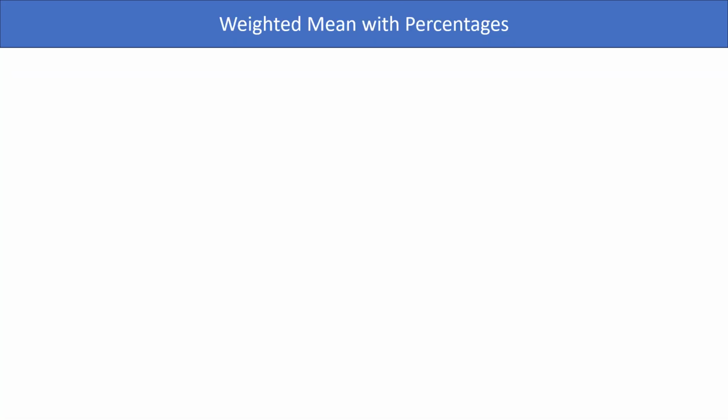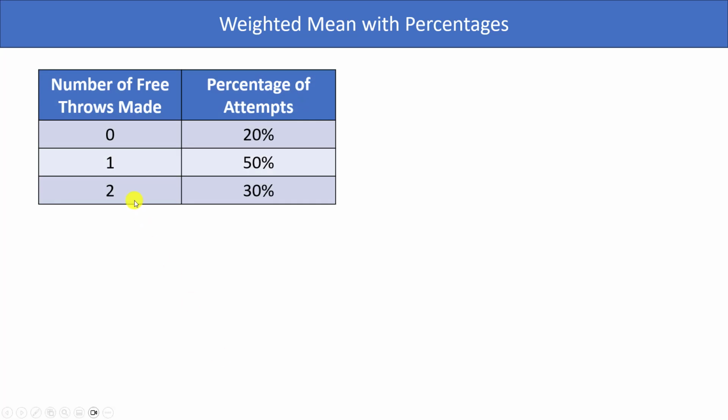Let's take a look at a weighted mean calculation with percentages. Suppose someone is either going to make 0 out of 2 free throws, 20% of the time, 1 out of 2 free throws, 50% of the time, or 2 out of 2 free throws, 30% of the time. Let's say that we would like to find the weighted mean number of free throws made.